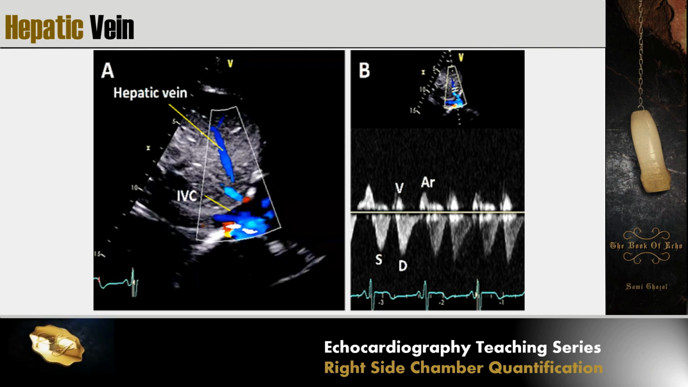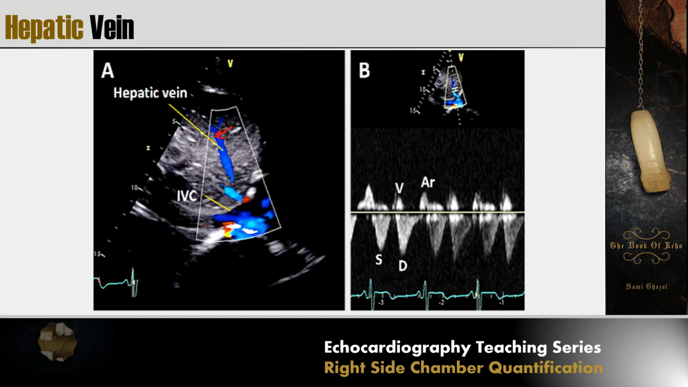Now we have to say something about the hepatic vein. It is similar to the pulmonary vein on the left side. The hepatic vein has a similar waveform on the right side. First of all, how to do it? It's measured by pulsed wave Doppler in the subcostal image, and then we put a color Doppler to identify the hepatic vein here.